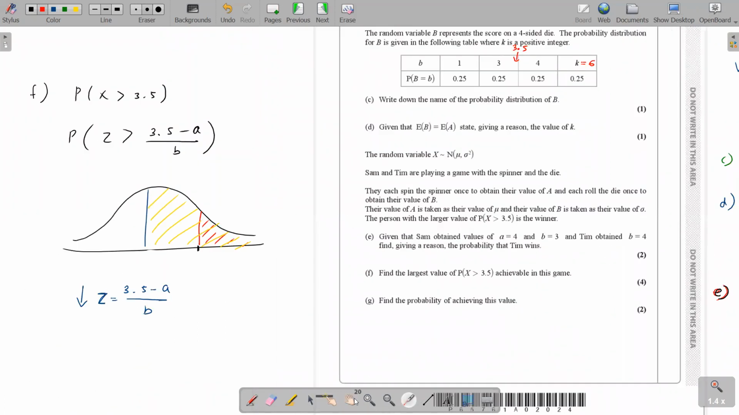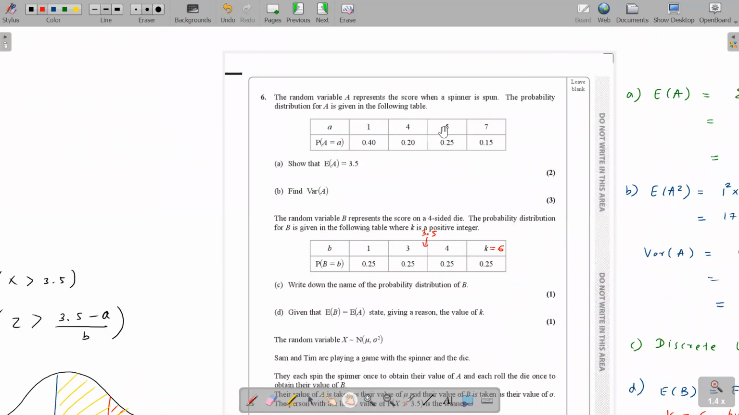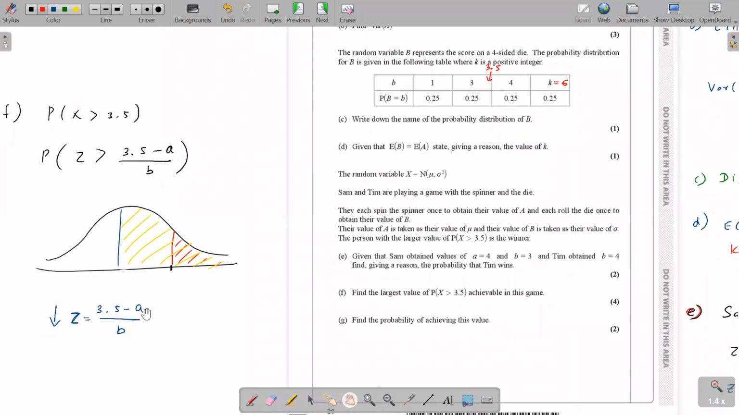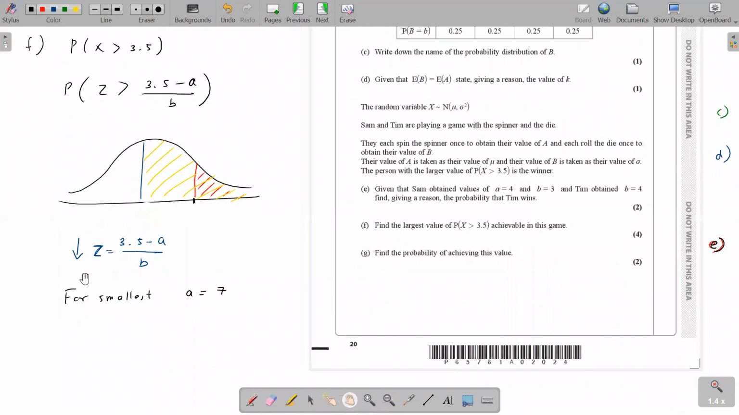Your A has to be either 1 or 4 or 5 or 7. So since I want my Z value to be as small as possible, I should use A as 7. Are you with me? So to get the smallest Z value, you realize A is 7. Now B is going to be a little bit tricky, because normally in inverse proportions, we think the denominator should be as large as possible to get the lowest value.